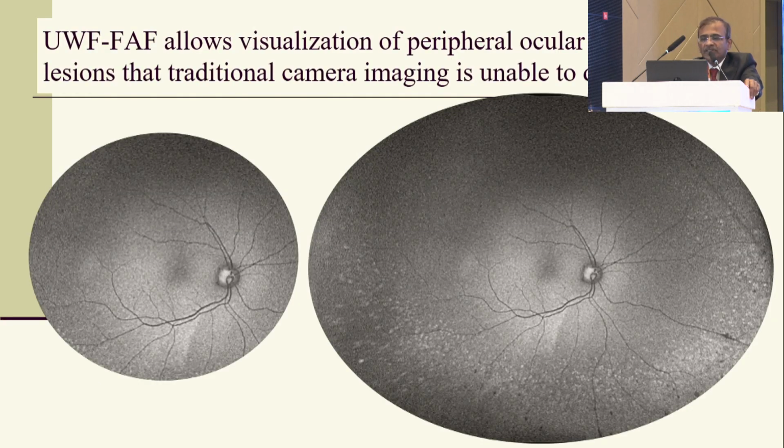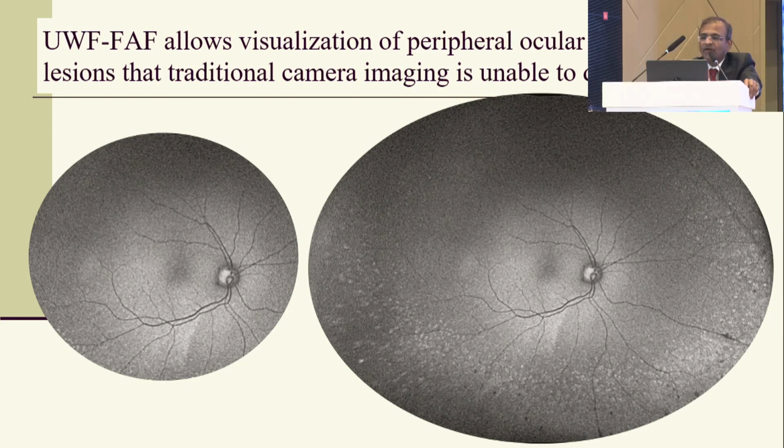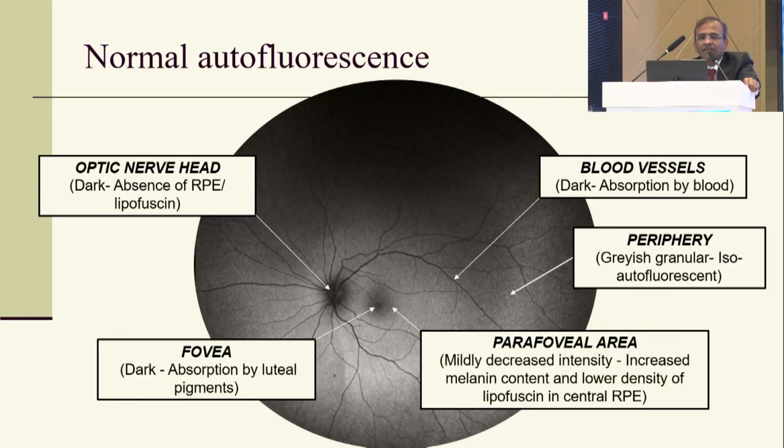So basically, ultra wide field imaging itself allows a wide imaging of the retina. In the picture on your left, you hardly see any RPE changes in this patient. But if you take an ultra wide, you'll see that the whole of the periphery shows RPE changes. So it's important that you have an autofluorescence and you have an ultra wide field autofluorescence.